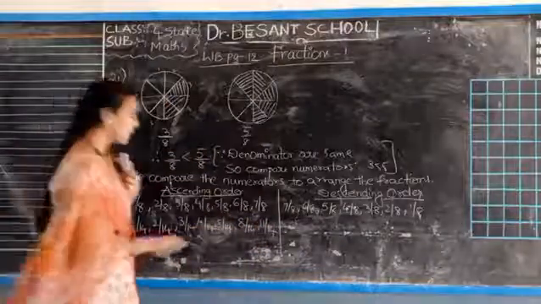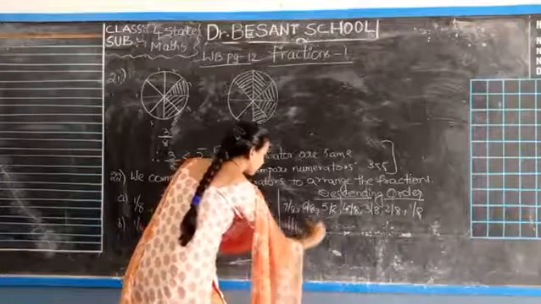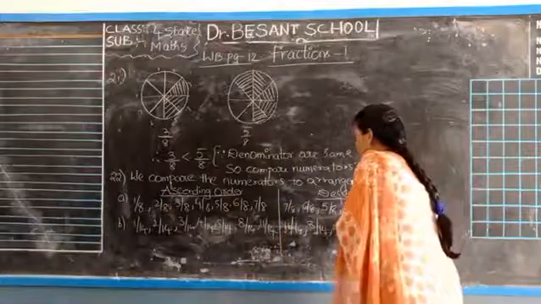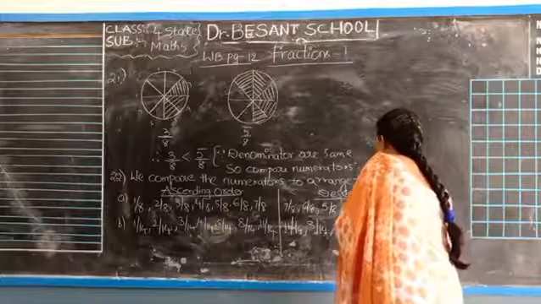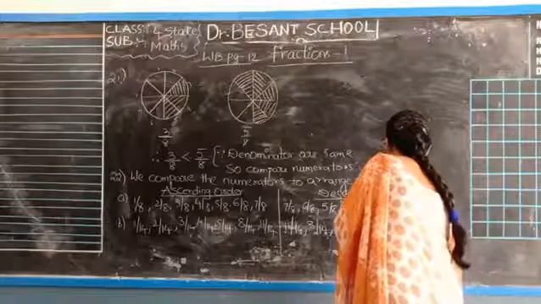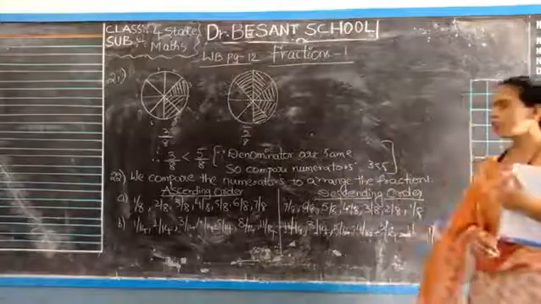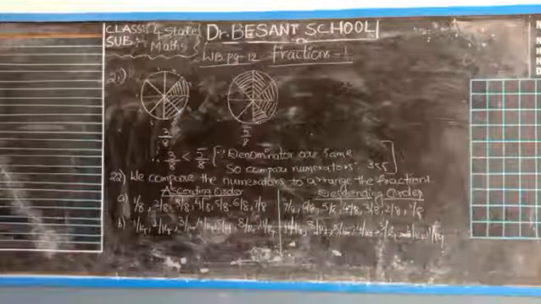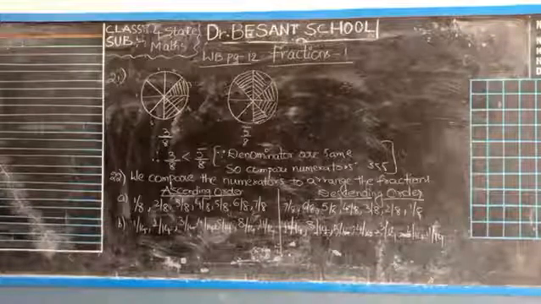What could be the descending? The reverse order. 11 by 14, 8 by 14, next 5 by 14, 4 by 14, 3 by 14, 2 by 14 and 1 by 14. So this is the descending order for the given sets. So make a note neatly, children. So with this we have completed the 8.2 chapter of fractions part 1.